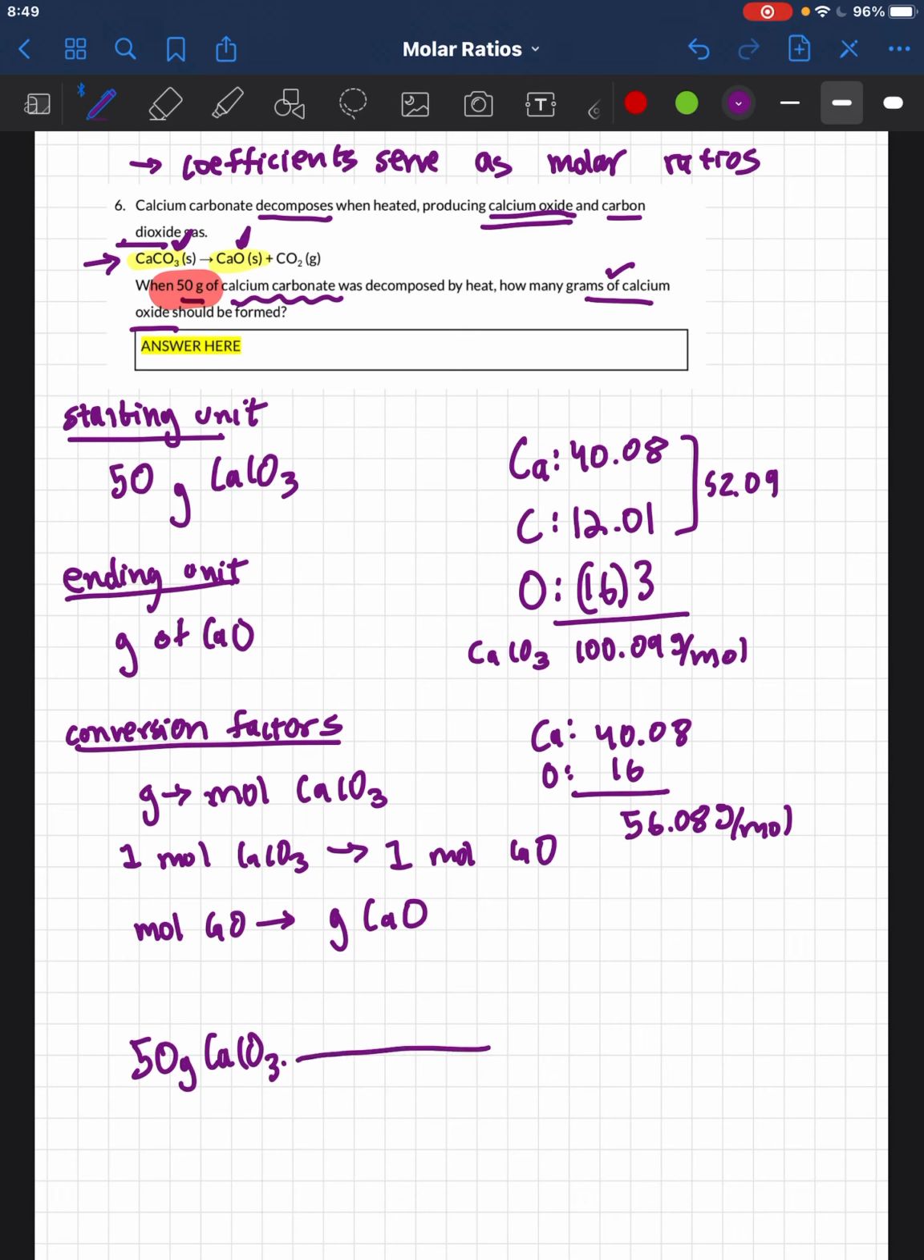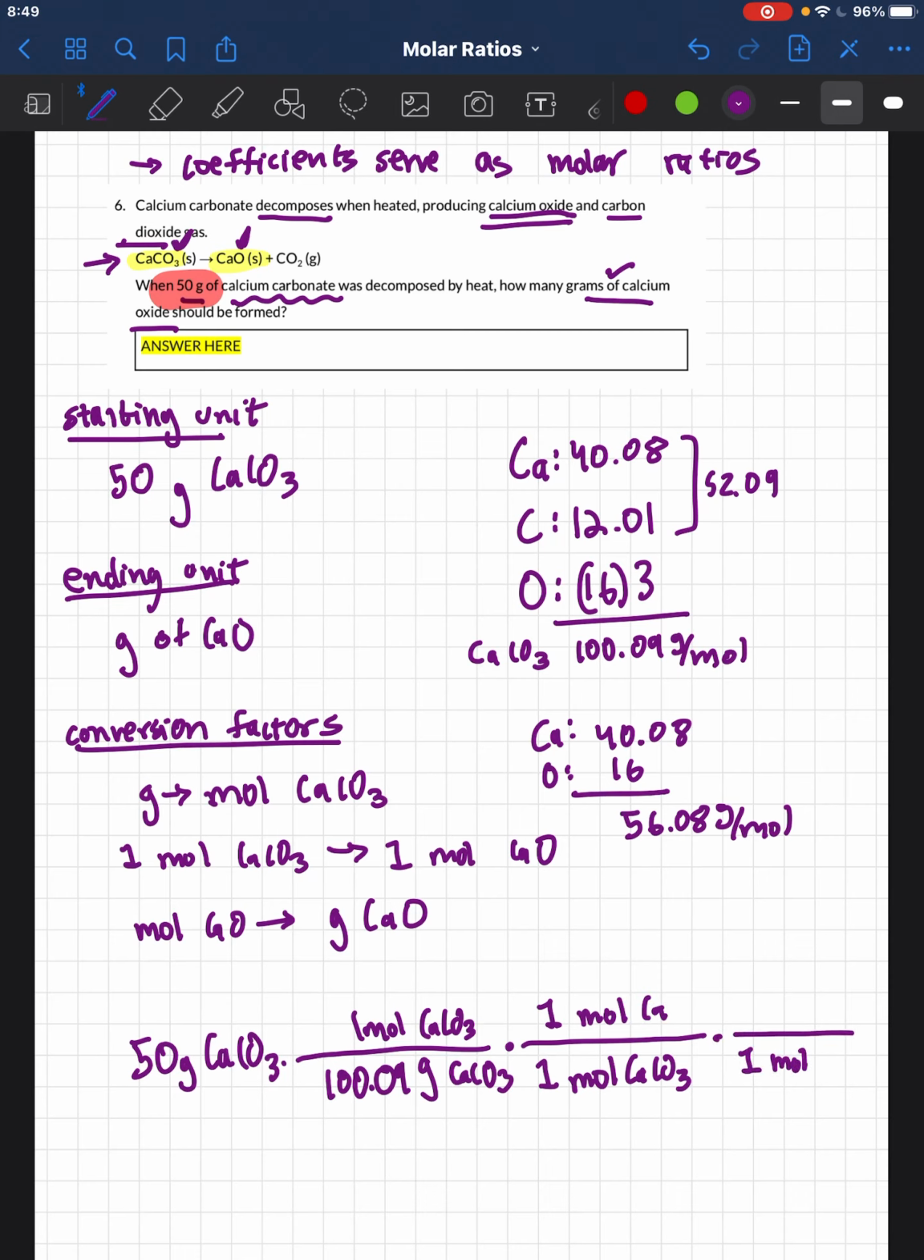All right, so to finally set up this problem, we'll start with 50 grams of calcium carbonate times 1 mole of calcium carbonate per 100.09 grams of calcium carbonate. Here's this new molar ratio we've learned. In this case, it's just 1 to 1. But you still need to write it because it's not always going to be 1 to 1. Times 1 mole of calcium oxide, 56.08 grams of calcium oxide.